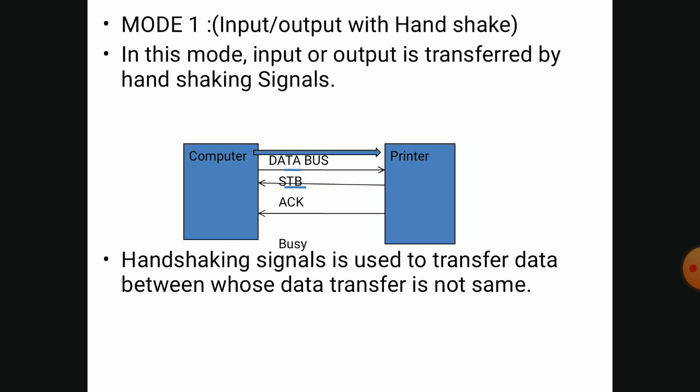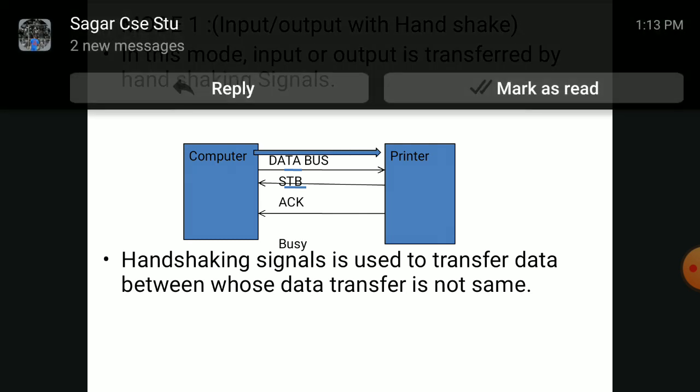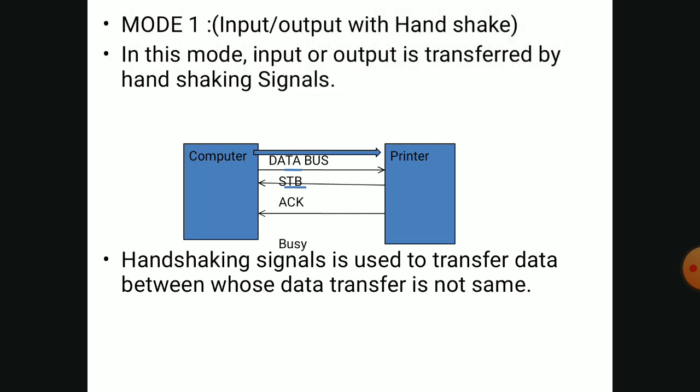What are the handshaking signals? Before knowing about the handshaking signals, let us know what is meant by handshaking. Handshaking signals are nothing but the signals which provide an assurance that the communication is effectively done. Here the handshaking signals are STB, the strobe signal, ACK, the acknowledgement signal, and one more, the busy signal. Whenever effective communication is required between two devices, we may use these types of handshake signals.